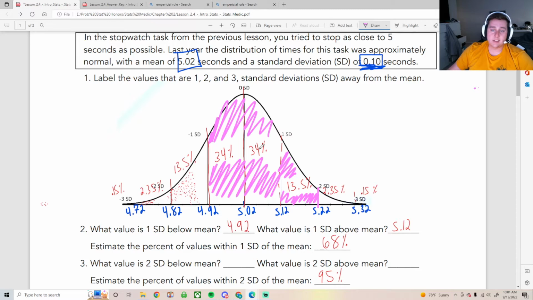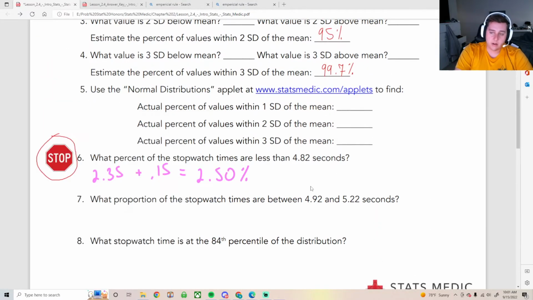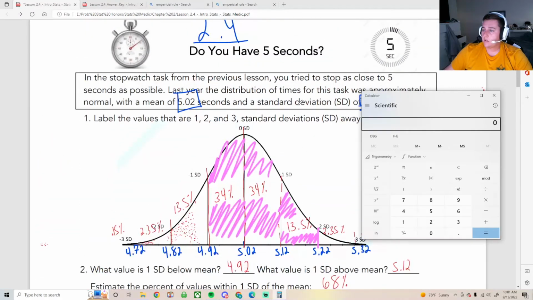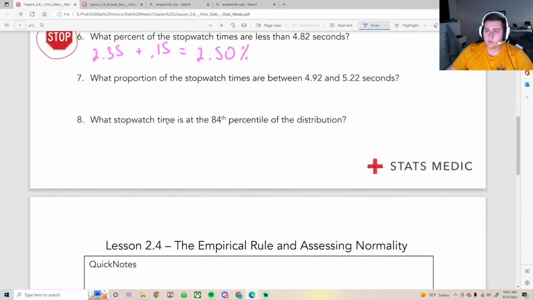So 34 plus 34 is 68, plus 13.5, 70, 80, 84. Is my brain working? Let me pull up a calculator just to be sure. All right, we want 34 plus 34 plus 13.5, and that's it. 81.5. All right, so Mr. Vallone's brain isn't working. So 81.5.